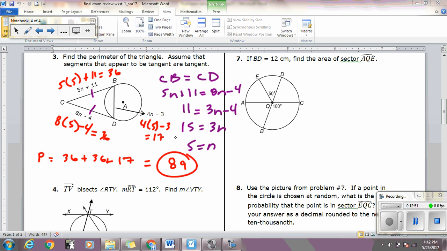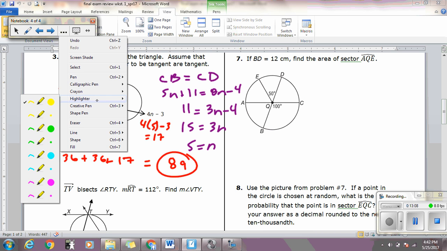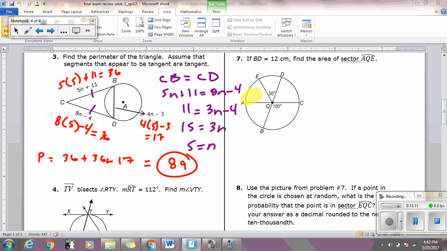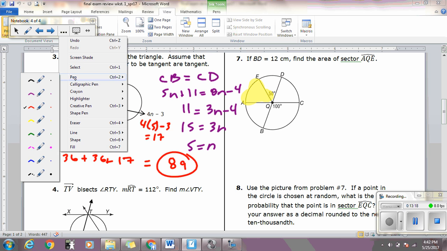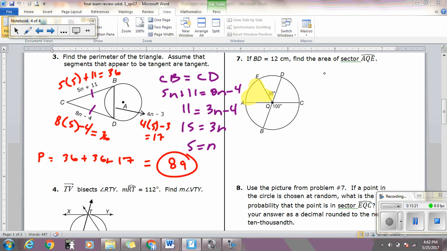For number 7, it tells us that BD is 12 centimeters. BD is a diameter as it stretches across the entire circle. It wants us to find the sector area formed by the angle AQE, which is this area right here. The formula for sector area, which again can be found on your formula chart, is m over 360 times pi radius squared. Again, m stands for the measure of the arc, and r is your radius.